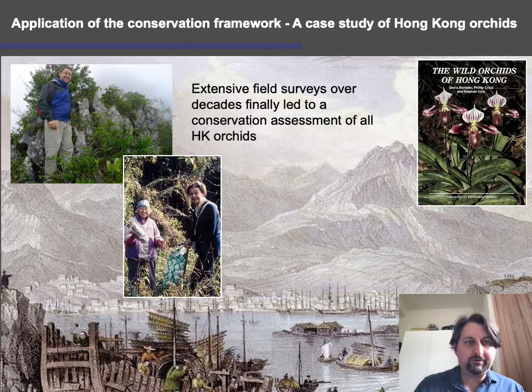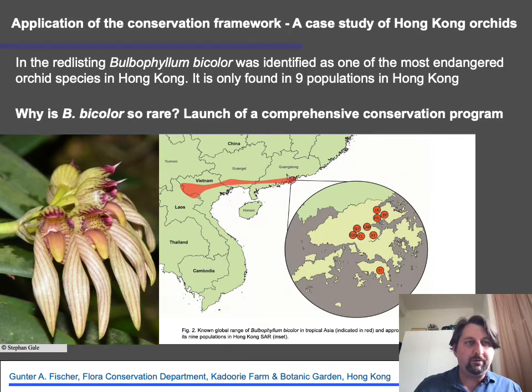In Hong Kong we have done a comprehensive survey of all the orchid habitats, and finally this led to a conservation assessment of all Hong Kong orchids, which was published by Stefan Gale in a book called The Wild Orchids of Hong Kong. With this preliminary assessment, we were able to shortlist the most endangered species in Hong Kong, prioritized these species and came up with a shortlist.